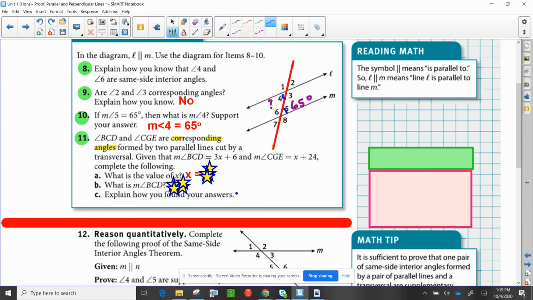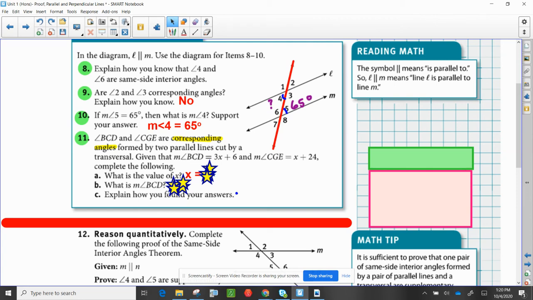Okay? All right, last one, number 11, let's look at. They are telling us that angle BCD and angle CGE are corresponding angles. So they're telling us that. That's a given. Okay? So they're telling you that angle BCD is 3x plus 6, and angle CGE is x plus 24. So we need to set up an equation to solve for x. So how would we do that? If we know they're corresponding angles, what do we know about those angles?